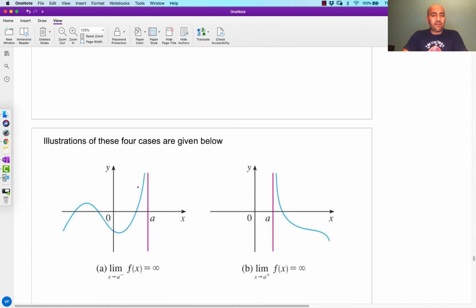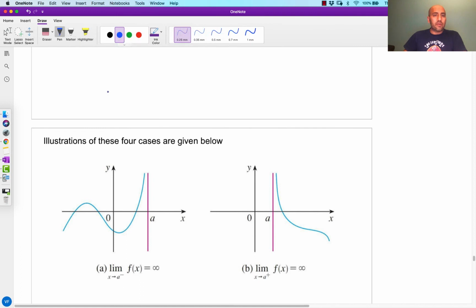So here we have our f of x function, and here we have a case where as x approaches a from the left-hand side, we see that the function will grow toward positive infinity. So this is the limit as x approaches a from the left-hand side of f of x equals infinity. Right? In all of these cases, the blue is the f of x. This function is f of x, and we see that it's growing toward infinity. It's growing that way, toward infinity, as the x values selected grow closer and closer to a, but always from the left-hand side.